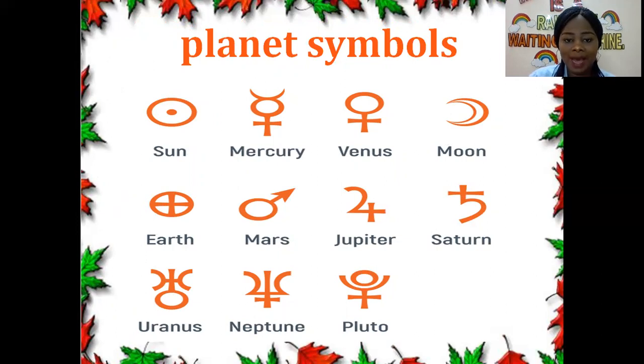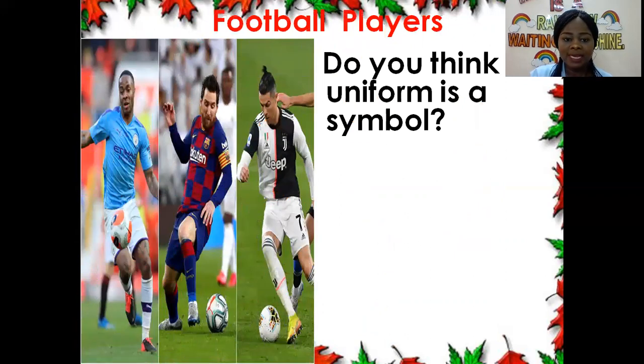These are called planet symbols. Again, planet symbols. These symbols represent something. This one represents the sun. This one represents Mercury. This one represents Venus. This one represents the moon, the Earth, Mars, Jupiter, Saturn. So many things from here, okay? They all represent planet symbols. Now, let's take a look at the football players.